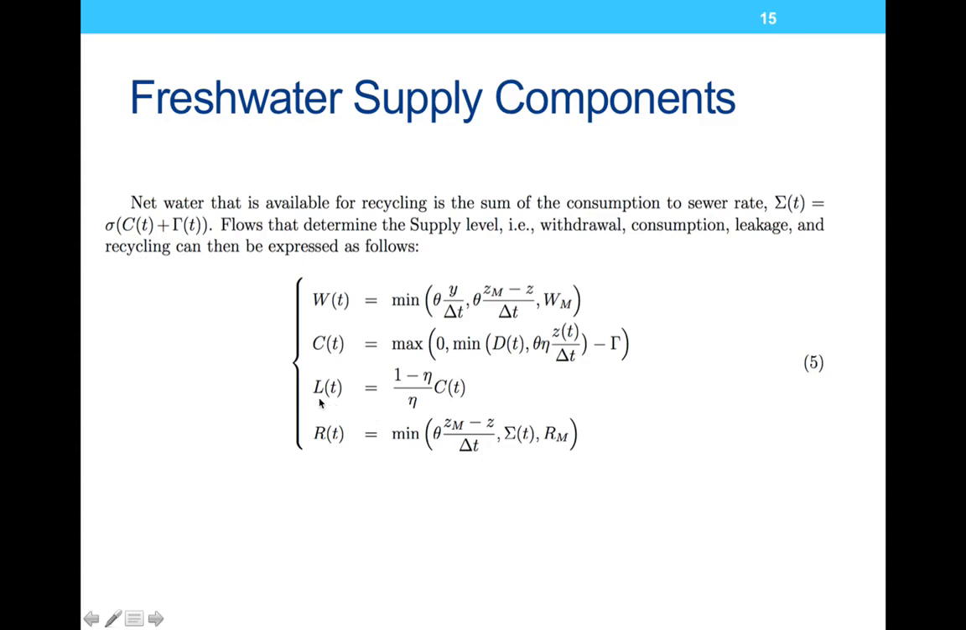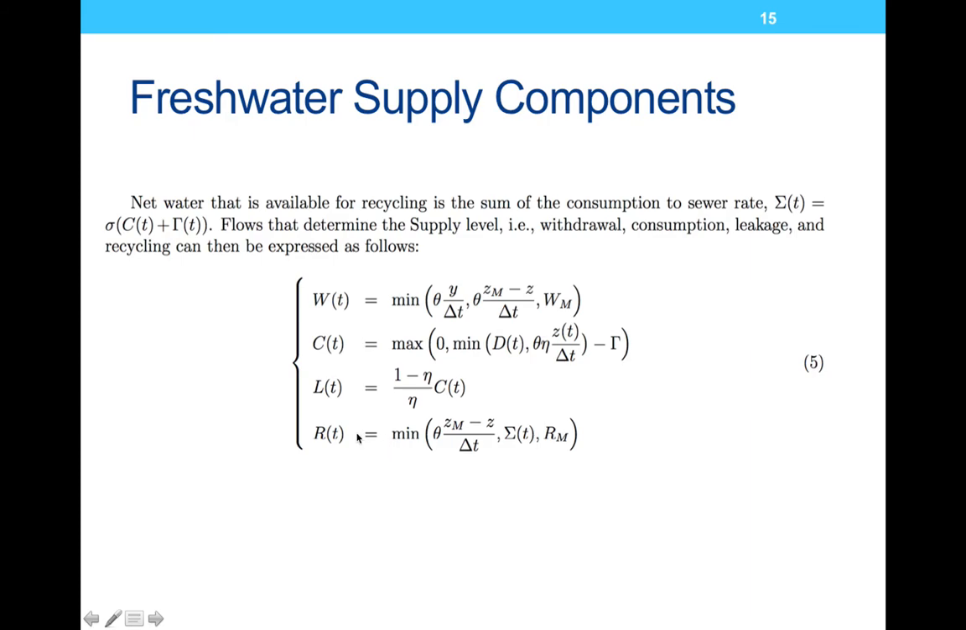The leakage component of supply, we've already seen, and it's linked to the consumption. So once the consumption is defined by the previous equation, then the leakage is simply calculated with the efficiency. So that's a little bit more straightforward. And then there's the recycling. Recycling follows a logic similar to the withdrawal.